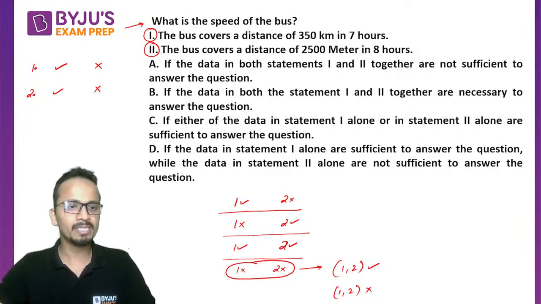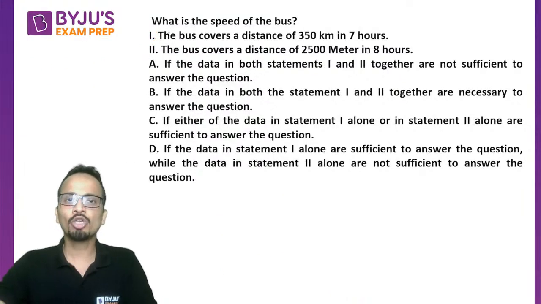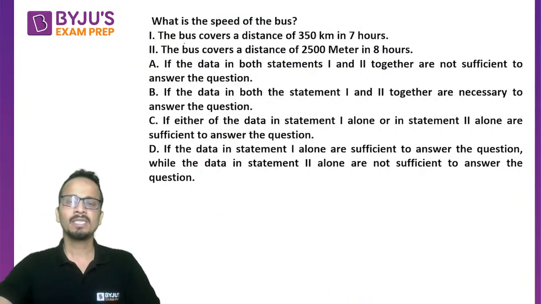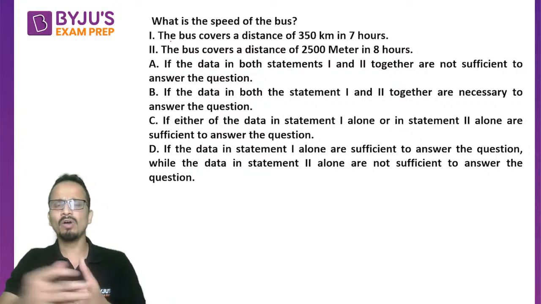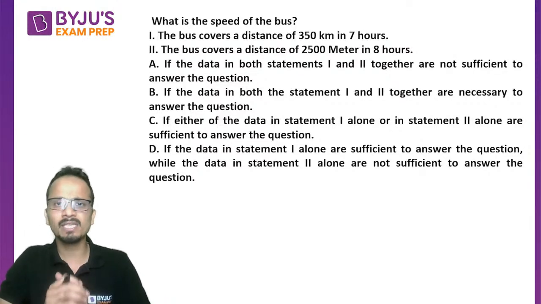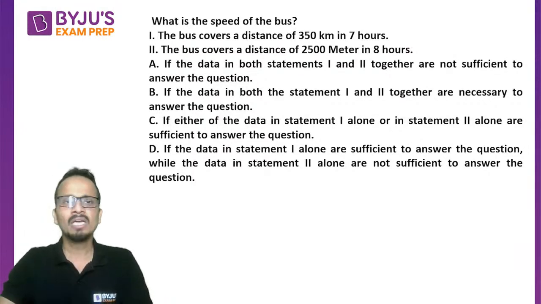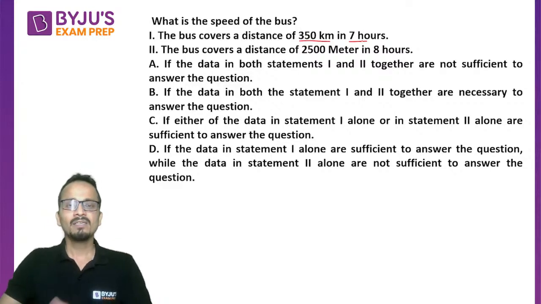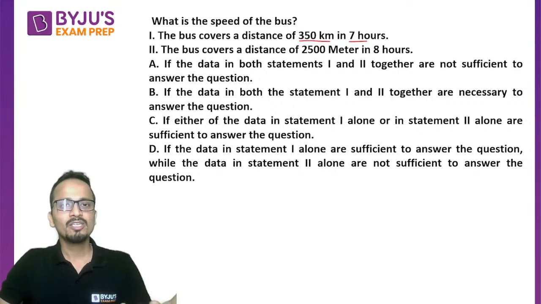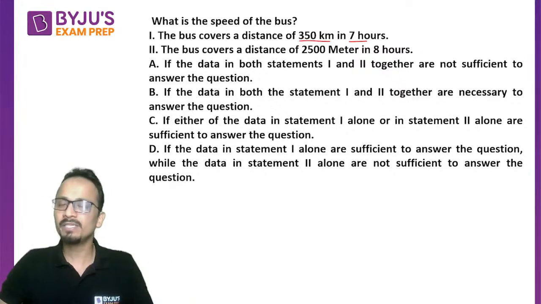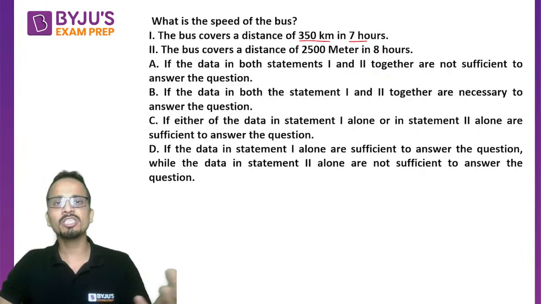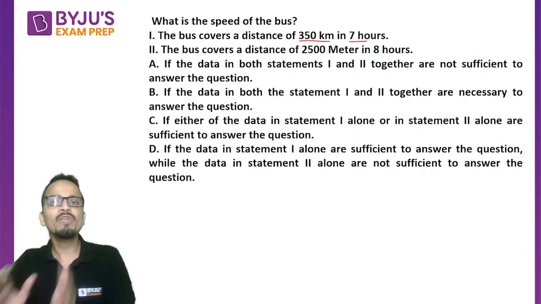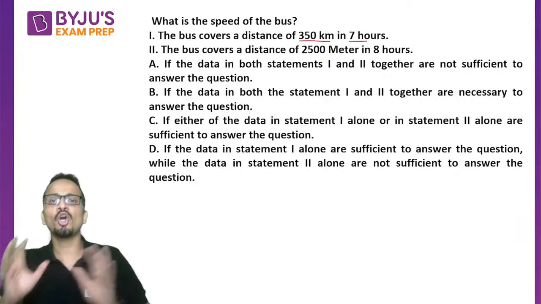So I'll erase the entire screen. Now the question is, what is the speed of the bus? To calculate the speed, we need to find out the distance covered as well as the time taken. The first statement gives us that the bus covers a distance of 350 kilometers in 7 hours. Now मजे की बात यह है, there is no need to calculate the speed. No need to calculate the speed. You just need to tell whether you will be able to calculate the speed or not.